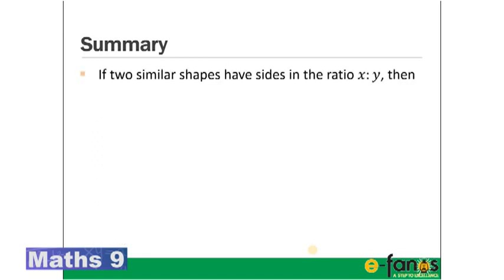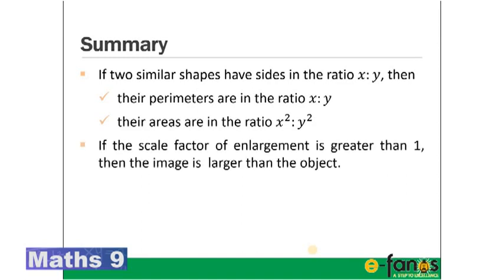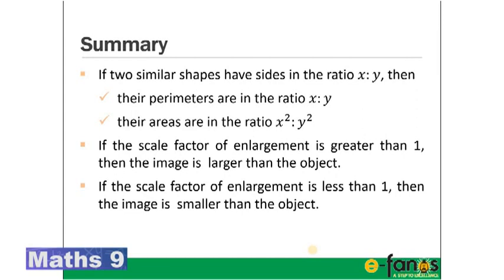If two similar shapes have sides in the ratio x to y, then their perimeters are in the ratio x to y, and their areas in the ratio x squared to y squared. If the scale factor of enlargement is greater than 1, then the image is larger than the object. If the scale factor of enlargement is less than 1, then the image is smaller than the object.